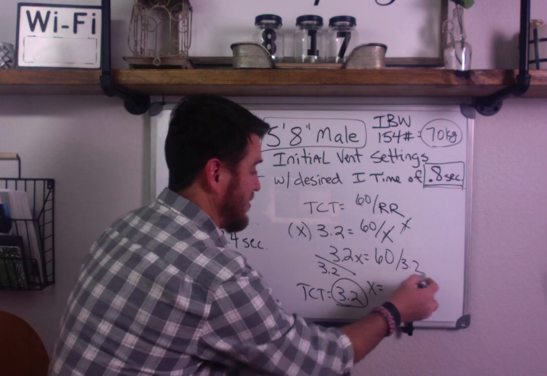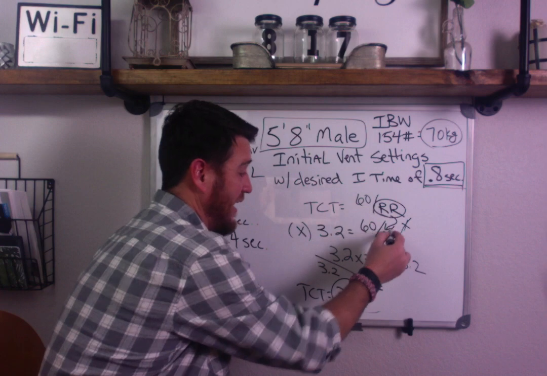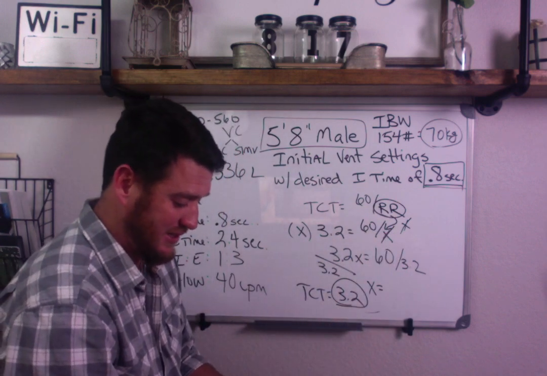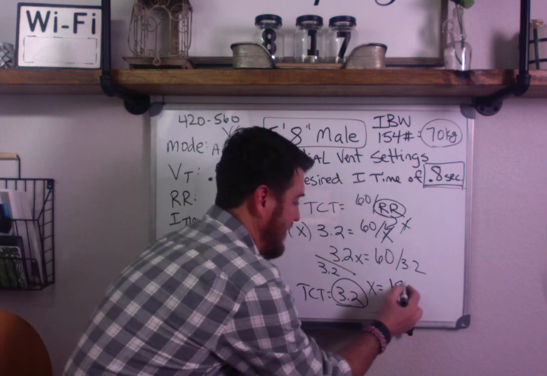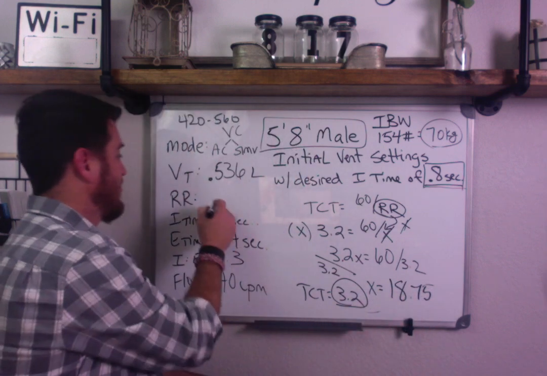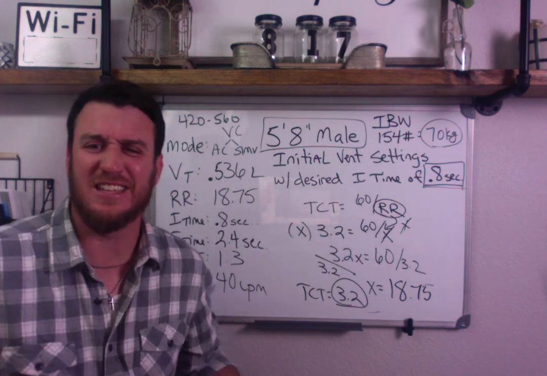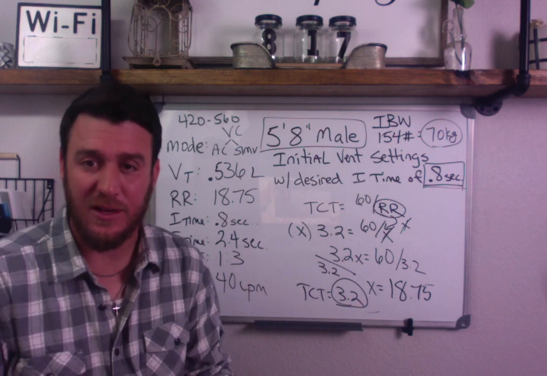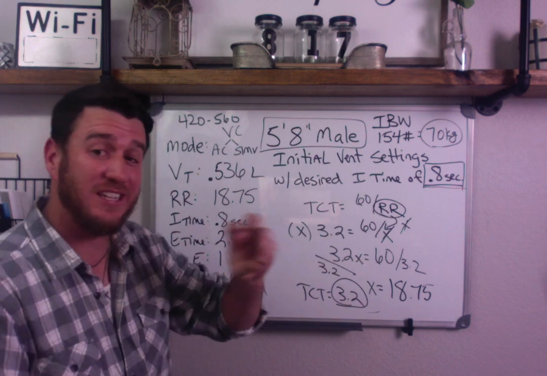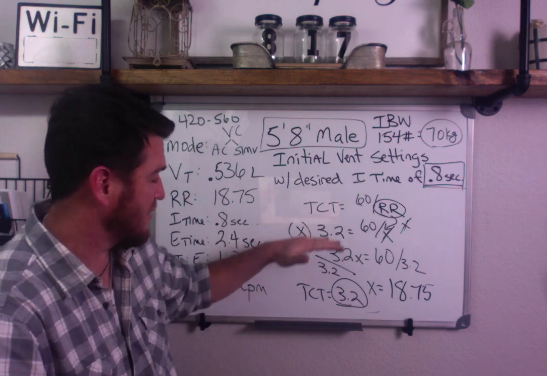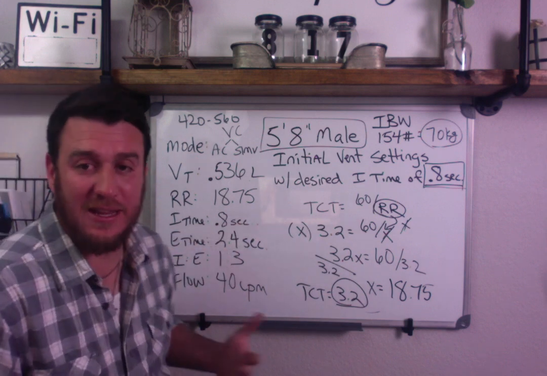Divide this by 3.2, and guess what you're going to get? Remember, respiratory rate turned into X. So when I do this, I'm going to get 60 divided by 3.2, and the answer here is 18.75. So our respiratory rate now is 18.75. Now, of course, you can't set a respiratory rate of 18.75. You're going to go with 19. But you understand that that 19 is going to slightly affect your total cycle time and slightly affect your E time, which will affect your I:E ratio.